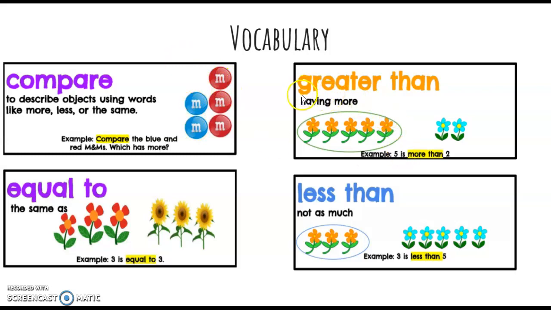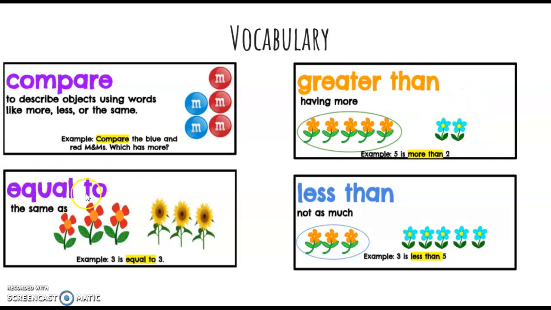Our next vocabulary word is greater than. Can you say greater than? And greater than means more. So greater than means what? More. And if you notice, they circled the set of objects that has more. So when we use this comparative language, greater than, we would say the orange flowers are greater than the blue flowers.